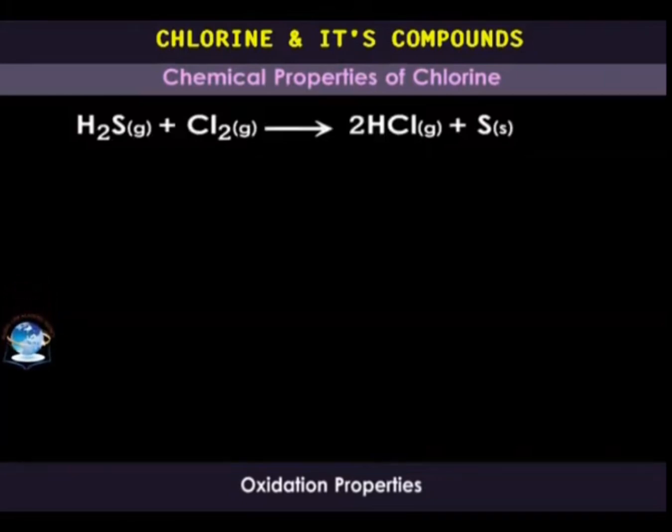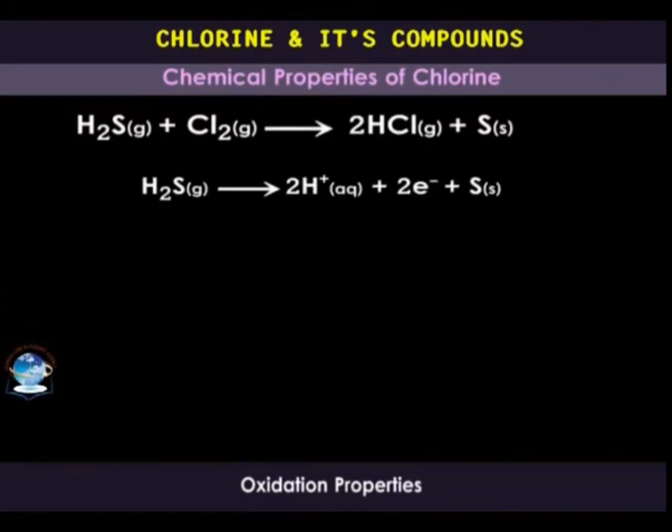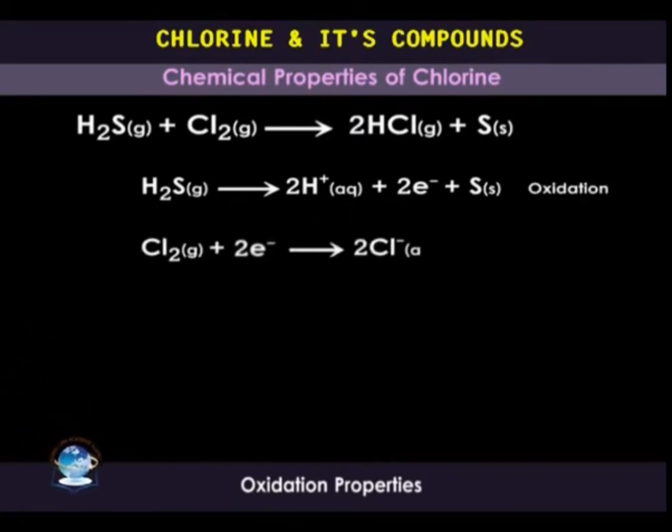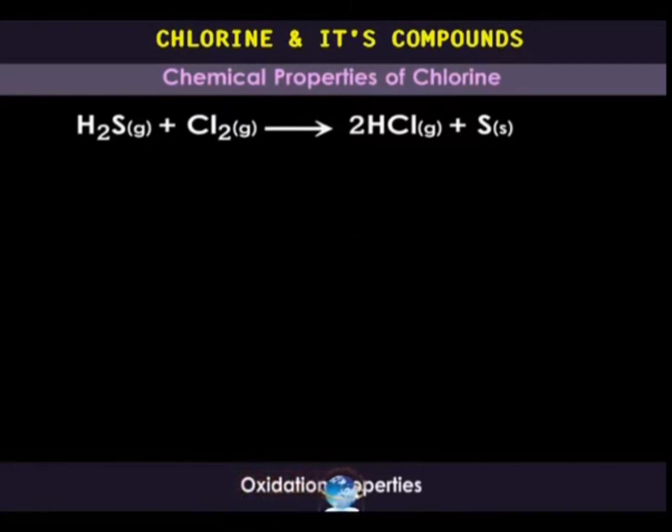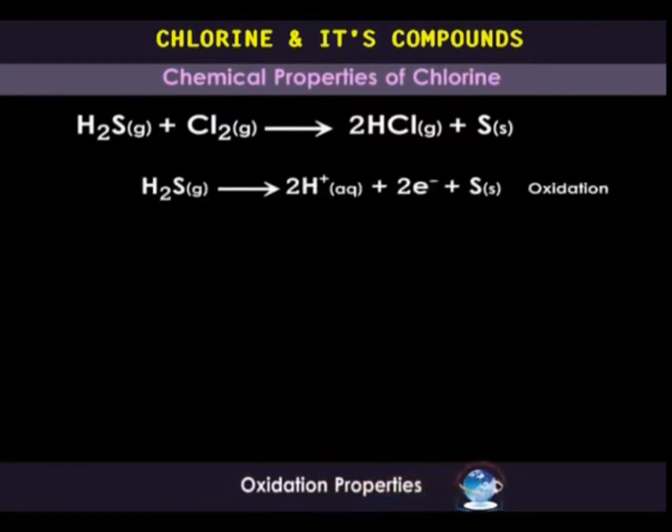By losing 2 electrons to form elemental sulfur, hydrogen sulfide is oxidized. The 2 electrons are gained by chlorine, which is reduced to chloride ions. Chlorine is the oxidizing agent. We can also say that hydrogen sulfide is oxidized by losing hydrogen and chlorine is reduced by gaining hydrogen.